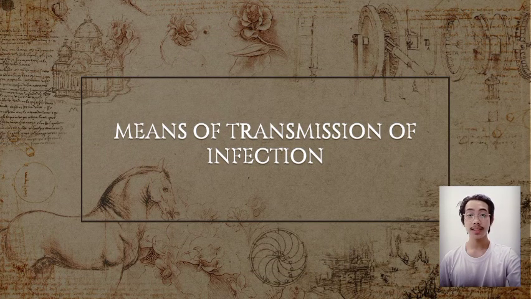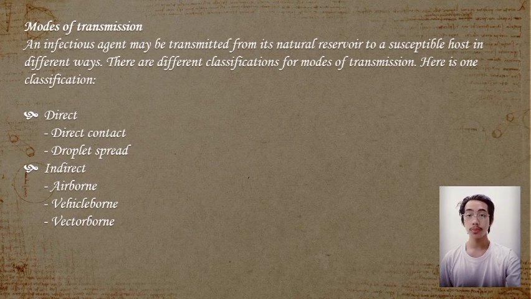Now, after I discuss the communicable disease cycle, let's elaborate on the modes or means of transmission. The mode of transmission is how an infectious agent may be transmitted from its natural reservoir to a susceptible host in different ways. There are different classifications for modes of transmission. Here is one classification: the direct transmission. Direct transmission is when an infectious agent is transferred from a reservoir to a susceptible host by direct contact or droplet spread. And the other one is the indirect transmission.